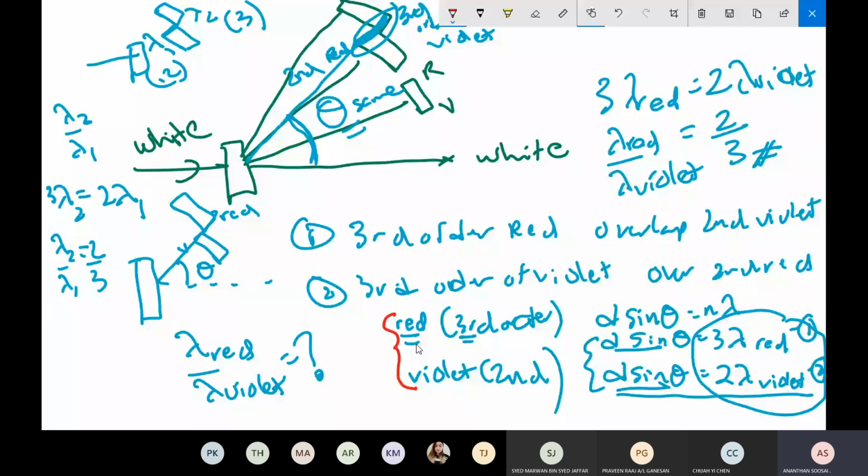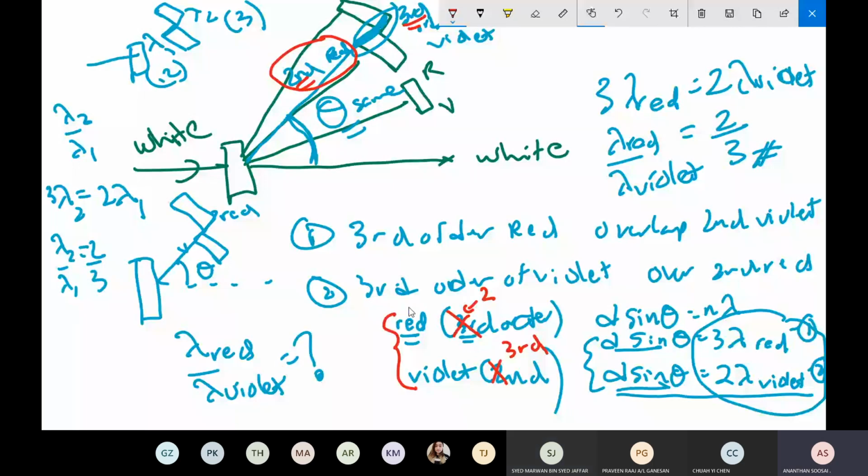I said third order of red overlaps with the second order of violet. This is wrong. See, this diagram should be with the second order of red. Second order of red must overlap with the third order of violet. That's the mistake. So this should be second, it's not third, and violet should be third. Therefore, the calculation is going to be different.